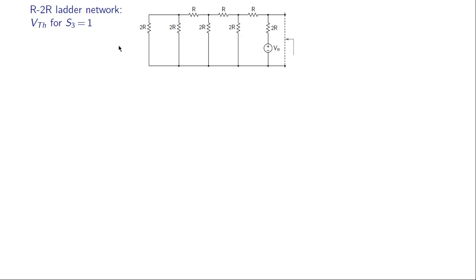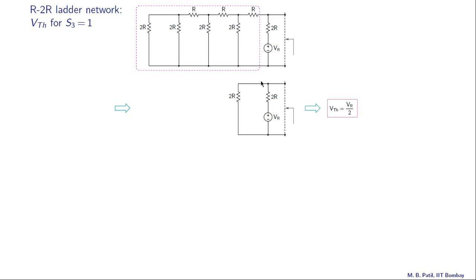And finally, let us consider S3 equal to 1 and all other bits equal to 0. So we have the voltage source here now, VR, and these voltage sources are 0, so short circuits. Now this entire network can be replaced with a single resistance 2R, and you are encouraged to show that. So this is what we get. And now this network can be replaced with RTH equal to R and VTH equal to VR by 2. So as seen from here, we have VTH equal to VR by 2.